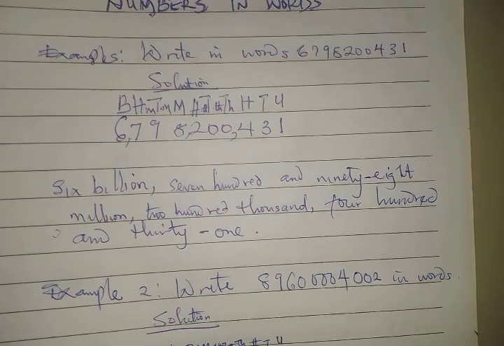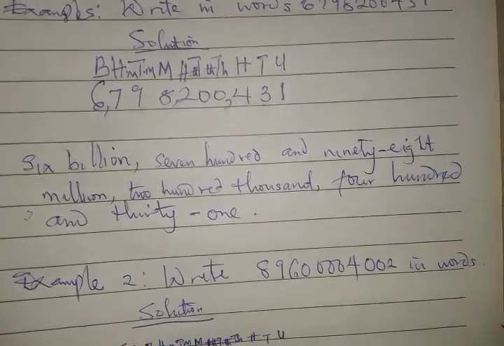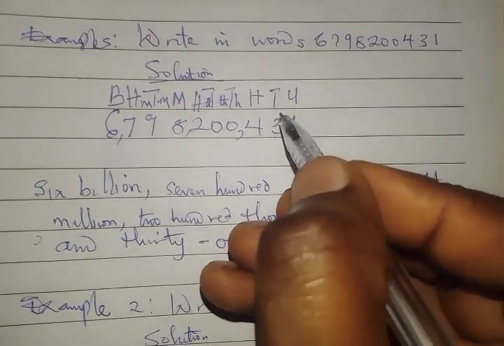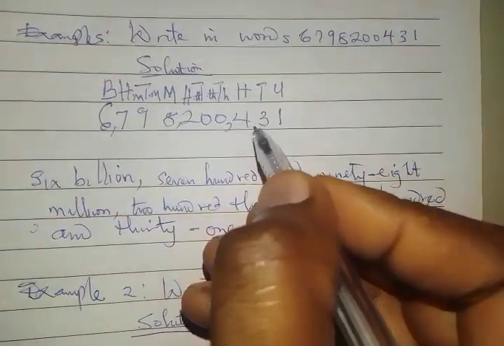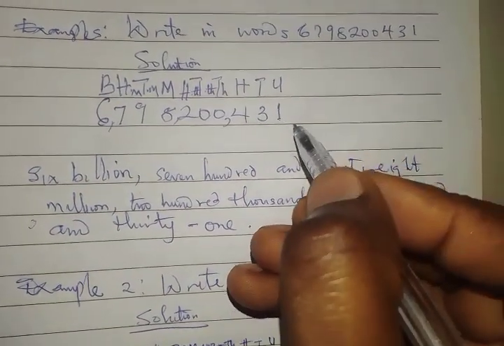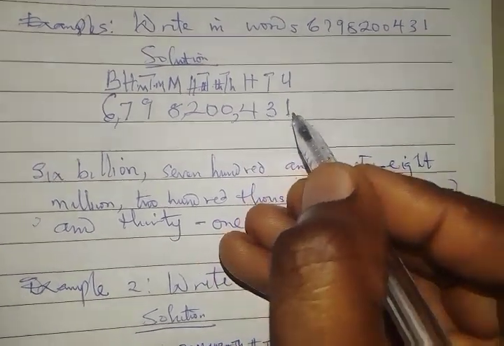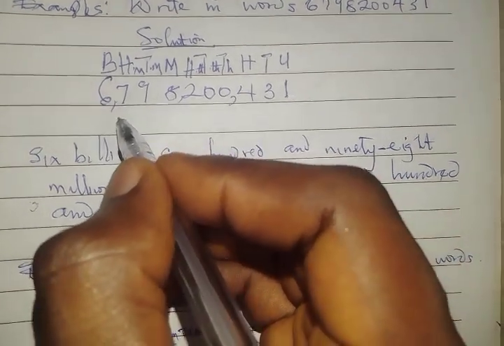The first thing to do is to write your solution, leave a line, write out the numbers you're given, and on each of the numbers put your place value. After you must have written your place value, the next thing to do is to count 3 numbers backward and place your comma sign. 1, 2, 3, comma, 1, 2, 3, comma, 1, 2, 3, comma.